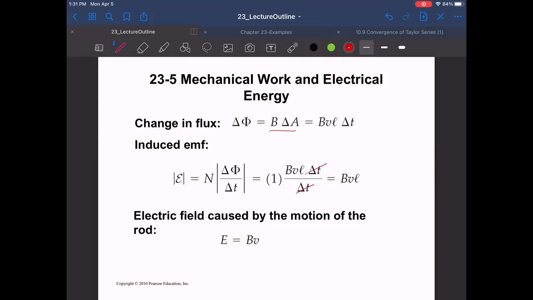Your choices are to write down B times V times L, or memorize it, or understand what I just went through and be able to derive it. Go through a similar thought process to come up with it. Look at how much flux is added and taken away based on how much area is changed. The electric field caused by this is B times V.